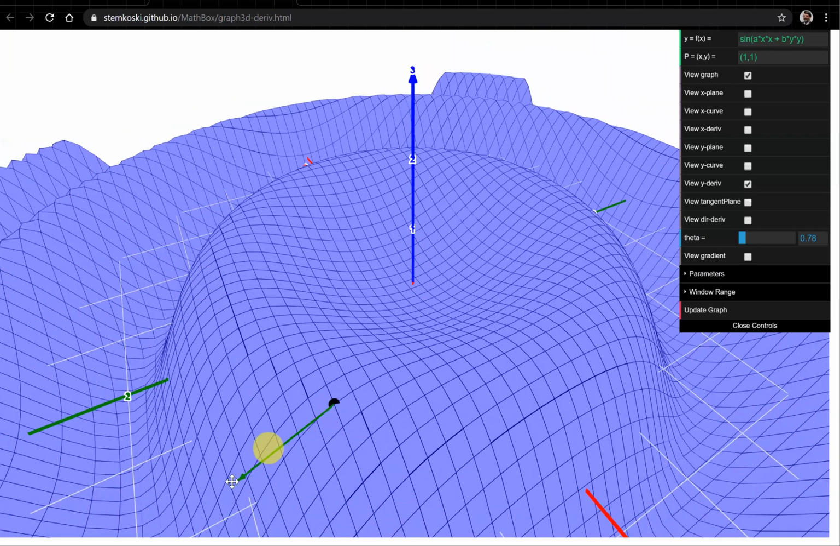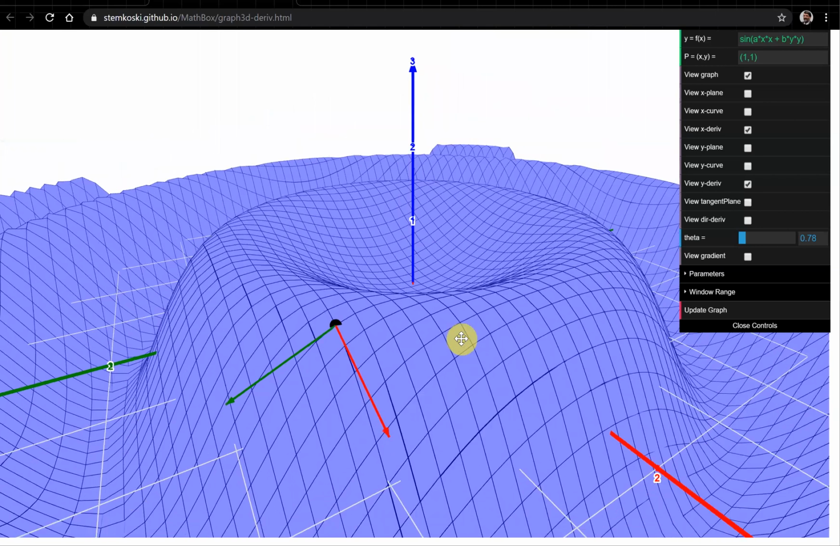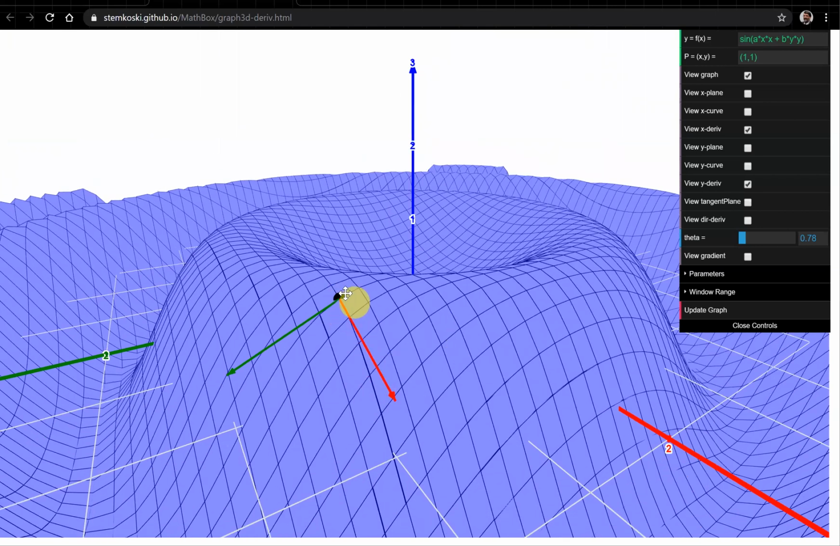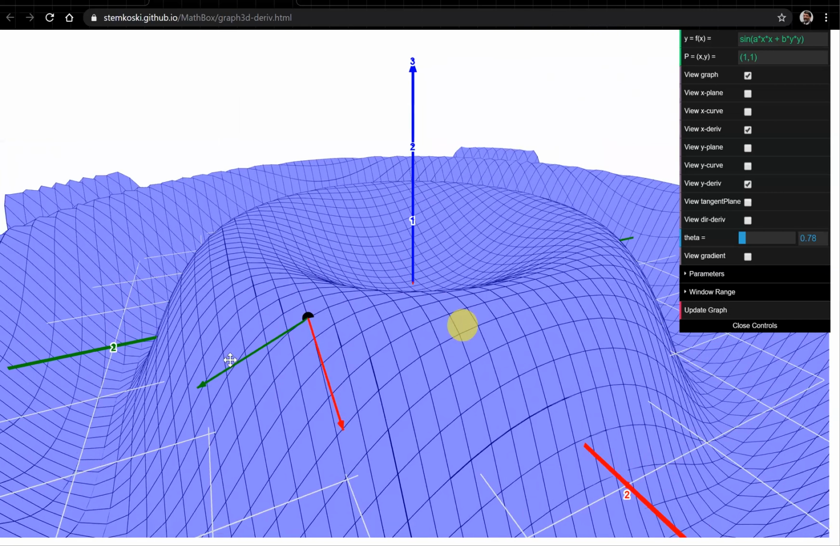Right? This green vector down here is also tangent to the surface, going in a y direction. So in fact, we've got two different tangent vectors at this point, an x derivative and a y derivative. In fact, there are other directional derivatives as well, which we'll talk about at another point in time. But here we've got ourselves two tangent vectors. Now, how can we use these to come up with the equation of a tangent line?